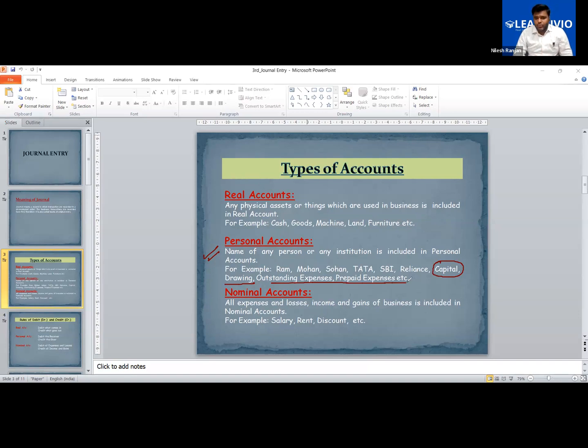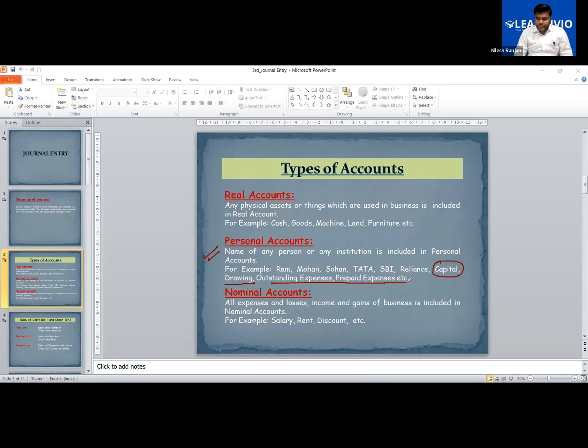Okay, so cash, goods means the items we are purchasing or selling in the business. So these are called goods. Okay, and cash, you already know. Machine, land, furniture, all these are assets. Is this clear? Yes.